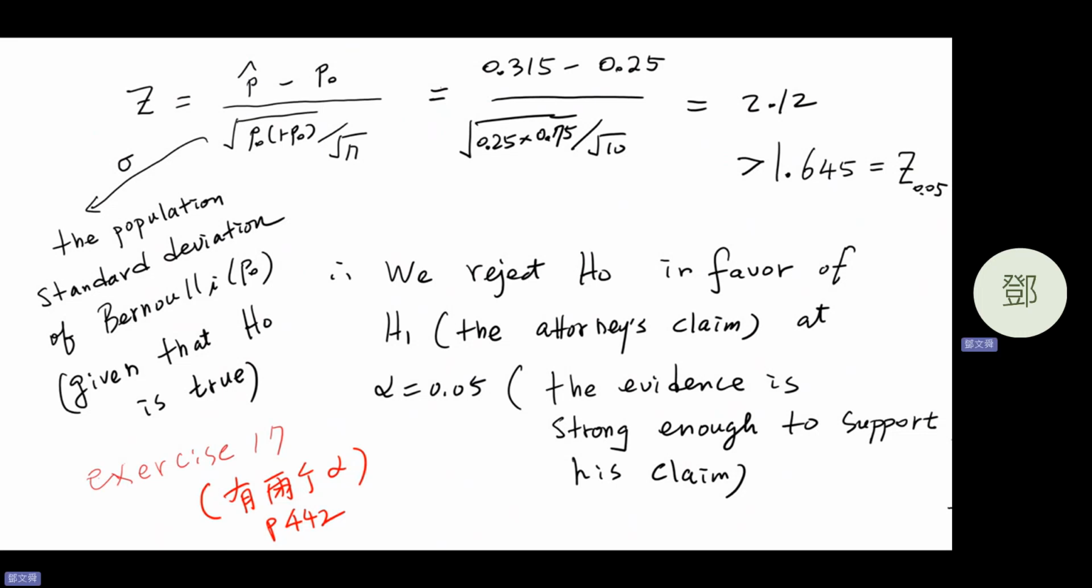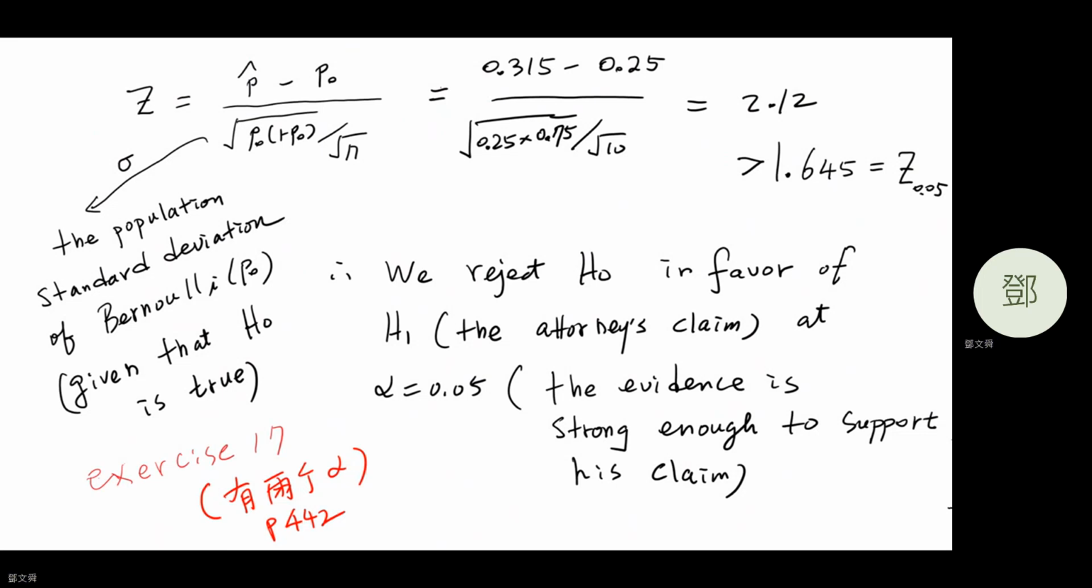And this is the lower part. You see the square root of p0 times 1 minus p0. It is the population standard deviation of the proportion, given that H0 is true, so it is p0. What is the p0 here? p0 is 0.25.